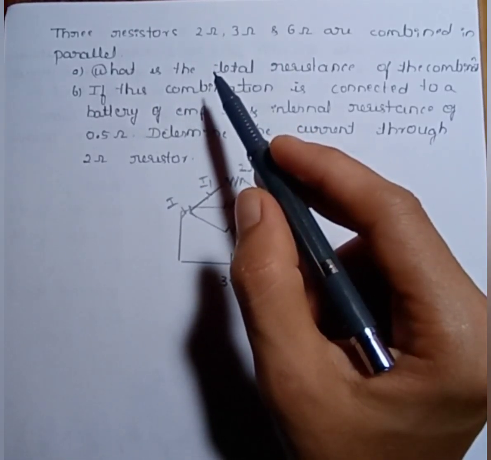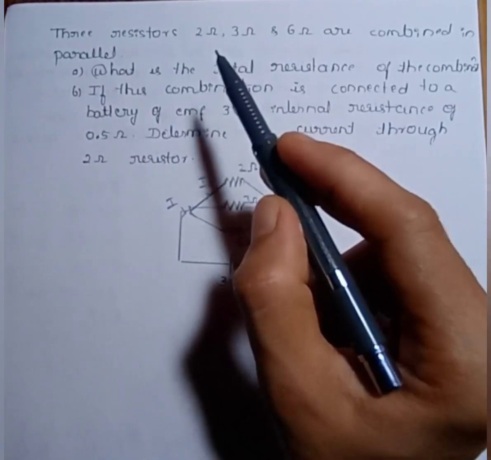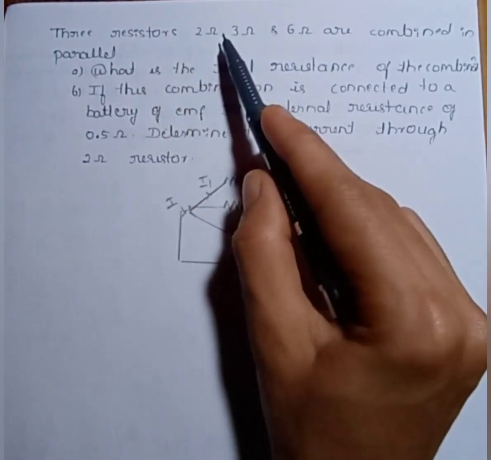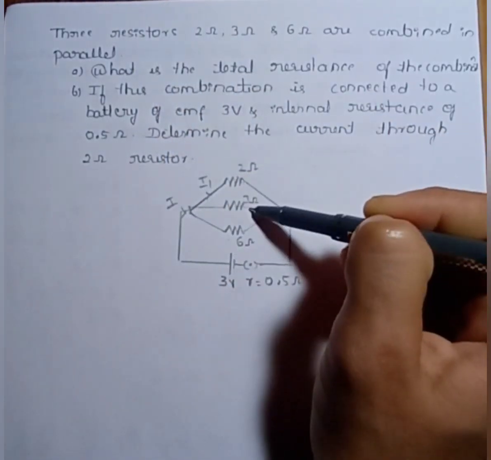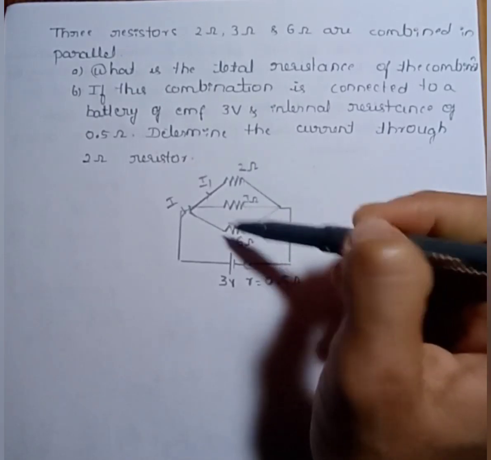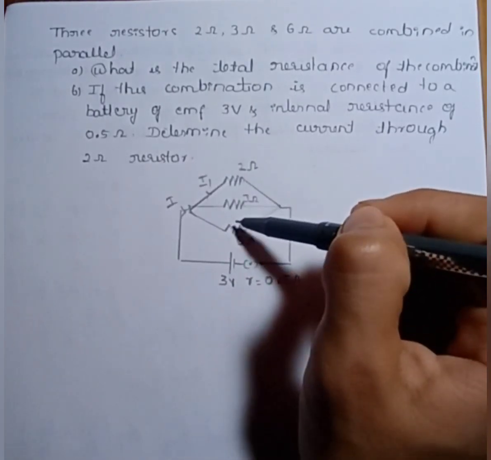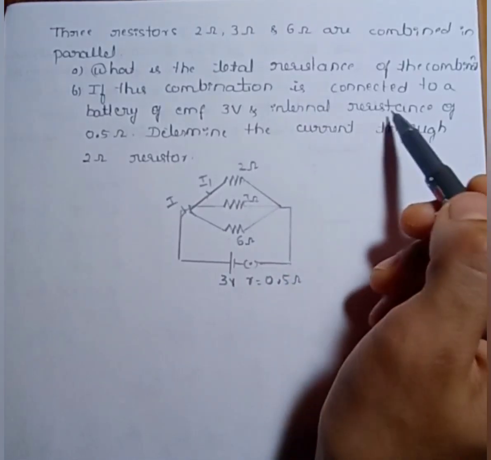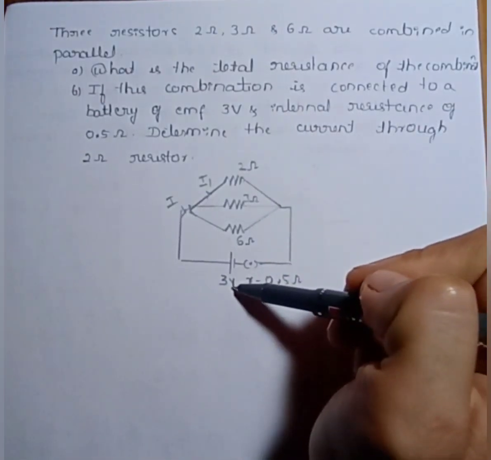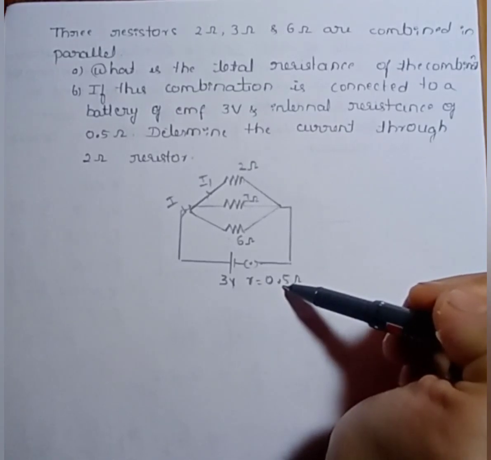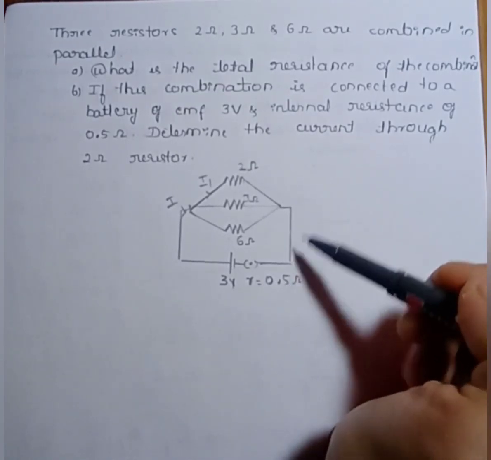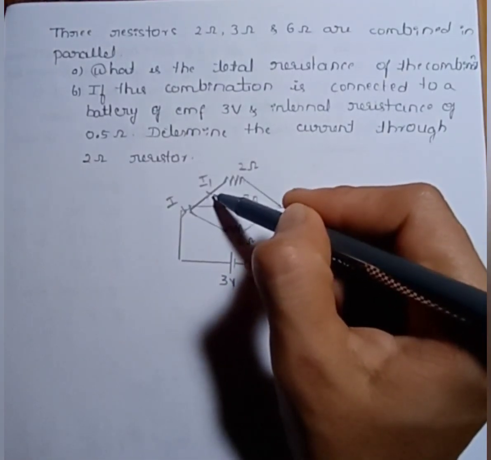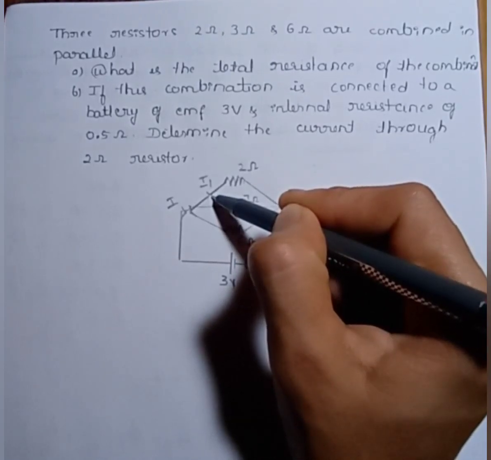Let us see the problem part. 3 resistors 2 ohm, 3 ohm and 6 ohm are combined in parallel. What is the total resistance of the combination? If this combination is connected to a battery of EMF 3 volt and internal resistance 0.5 ohm, determine the current through the 2 ohm resistor.